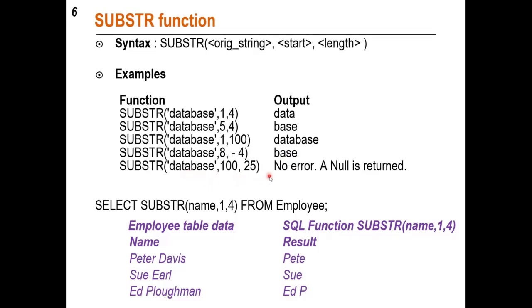Now, if it does not return anything, you will not get any error message, but you will get a null value. For example, in this case, in the substring function, I am extracting 25 characters starting from 100. We don't have a position 100, but we'll get a null value. We will not get any error message. Another example here, I'm using substring with the column name, extracting 4 characters starting from number 1.